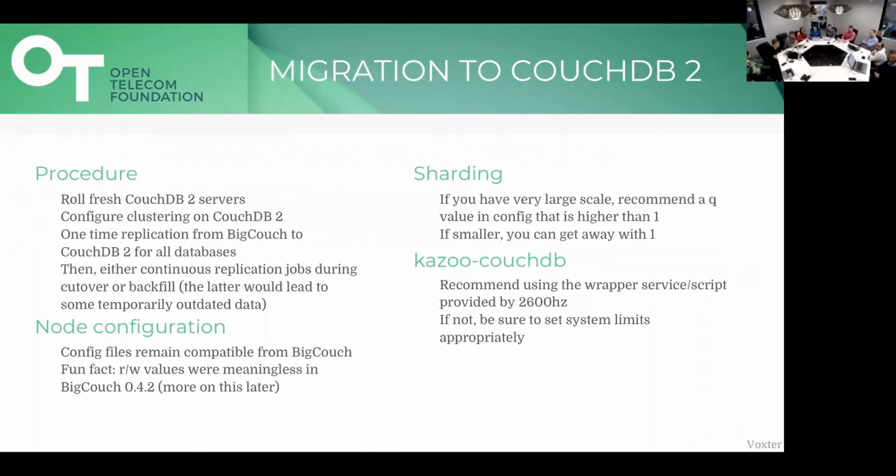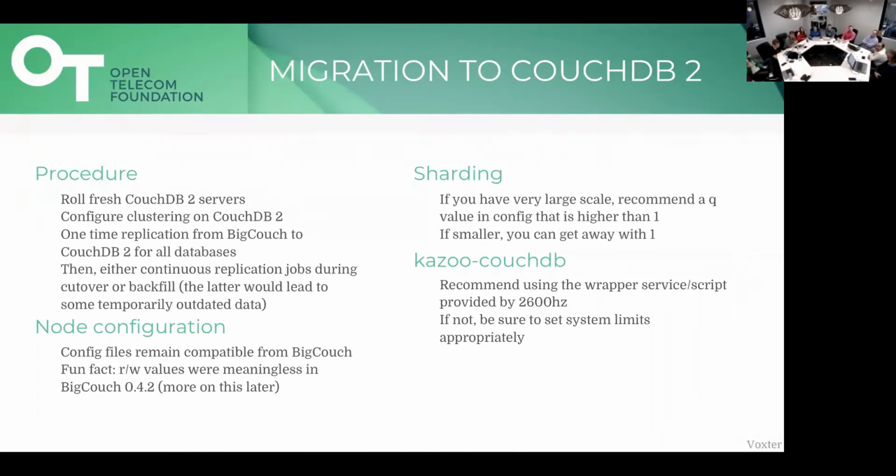Node configuration. If you're going to use the Kazoo configs BigCouch repository from 2600 Hertz, that's fully compatible with CouchDB. There's no change in the configuration file format, so you can do that. They have at this point released Kazoo configs CouchDB, which is honestly just a copy of the repository and essentially no changes except for naming of the nodes and some of the file names and file paths.